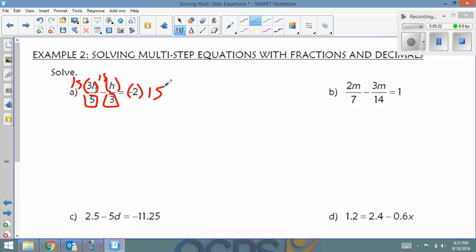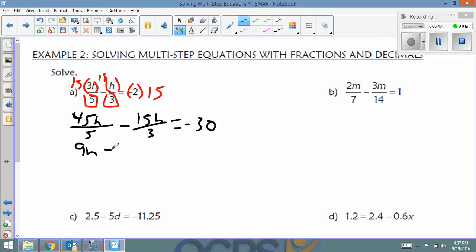2 on the outside. So what that's going to do, 15 times 3 is going to give me 45h over 5 minus 15h over 3 equals negative 30. Well, then we could divide it out. 45 divided by 5 is 9. 15 divided by 3 is 5. And then we can combine. 9h minus 5h is 4h.